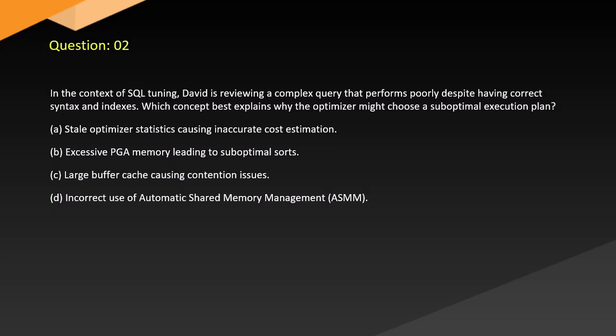Question 2. In the context of SQL tuning, David is reviewing a complex query that performs poorly despite having correct syntax and indexes. Which concept best explains why the optimizer might choose a suboptimal execution plan? A. Stale optimizer statistics causing inaccurate cost estimation. B. Excessive PGA memory leading to suboptimal sorts. C. Large buffer cache causing contention issues. D. Incorrect use of automatic shared memory management, ASMM.